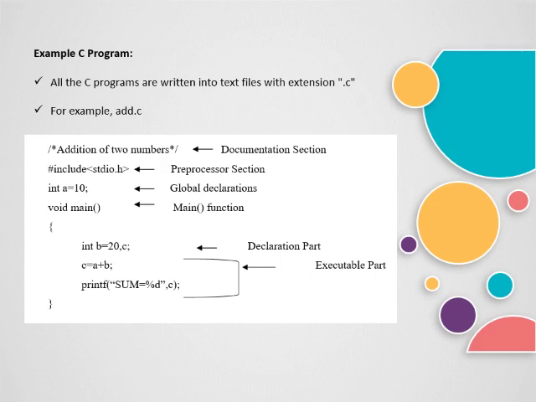And the fourth line is void main of, which indicates the main function section. The main function section will be enclosed within two curly braces. Inside that, int b equal to 20 comma c is the declaration part which declares two local variables b and c. The next line is c equal to a plus b, and the next line is printf sum equal to %d comma c. These two lines are the executable part inside the main function. The values of a and b are added and placed into the variable c, and finally the sum is printed.